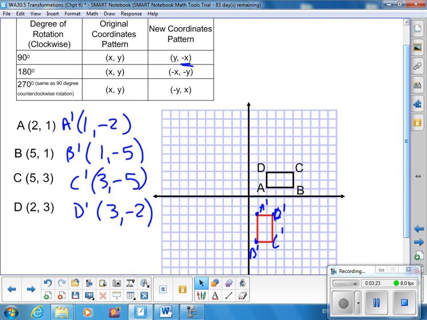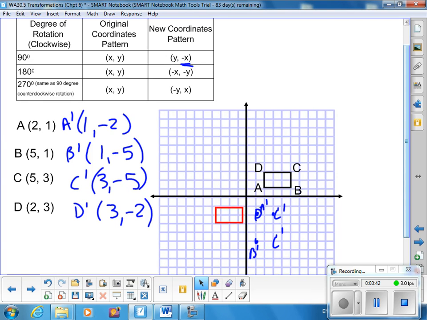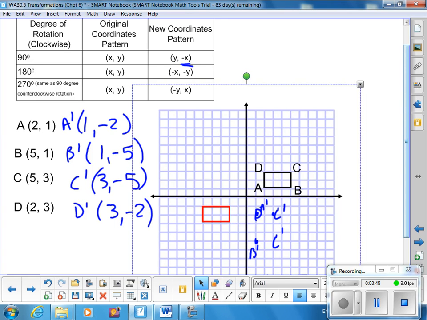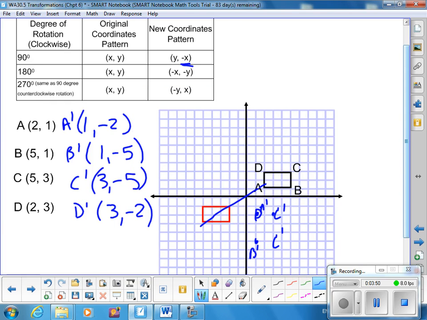All right, if I rotated the same point 180 degrees, this rectangle would rotate again, and it would move over to here. One more. Oops, sorry. Right there. Okay. Notice that it's exactly like a 180 rotation. So 180 degree would be the same coordinates but negative.